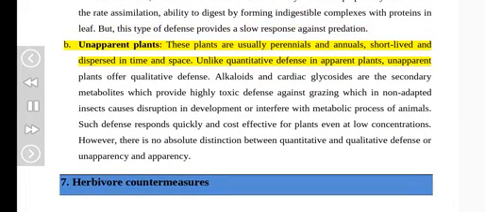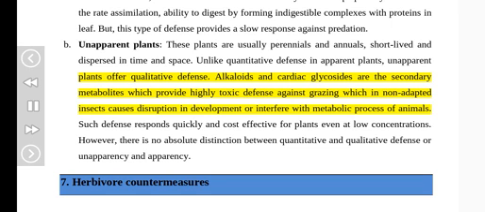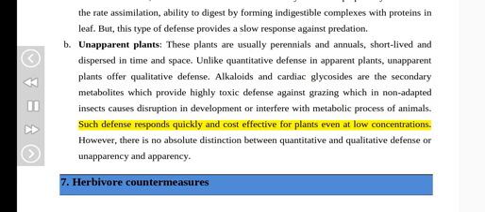Unapparent plants. These plants are usually perennials and annuals, short-lived and dispersed in time and space. Unlike quantitative defense in apparent plants, unapparent plants offer qualitative defense. Alkaloids and cardiac glycosides are the secondary metabolites which provide highly toxic defense against grazing, which in non-adapted insects causes disruption in development or interferes with metabolic processes of animals. Such defense responds quickly and is cost-effective for plants even at low concentrations. However, there is no absolute distinction between quantitative and qualitative defense or unapparency and apparency.